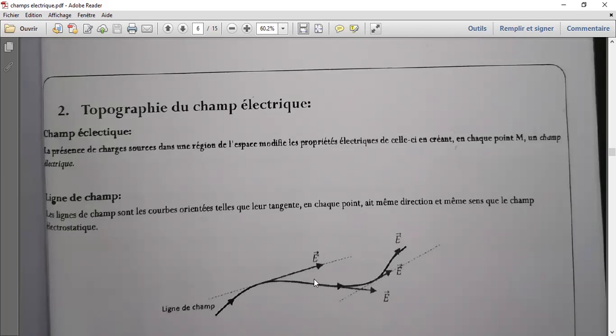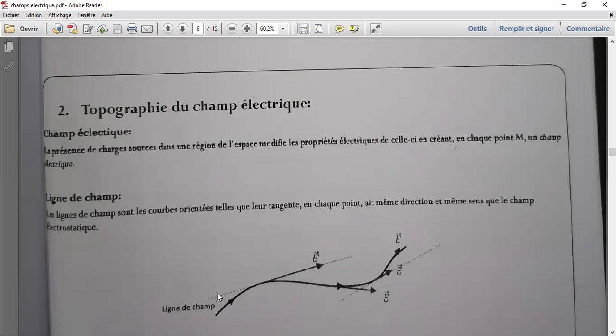So for you to know the direction of your champ in the diagram form, you just draw a tangent where a curve is made. So this one, you have drawn a tangent. Since this ligne de champ is moving in a direction, according to our curve here, from left going to right. The curve is moving from left to right.